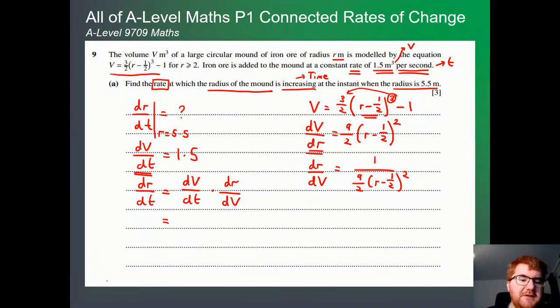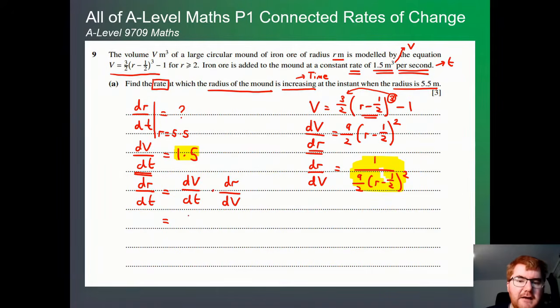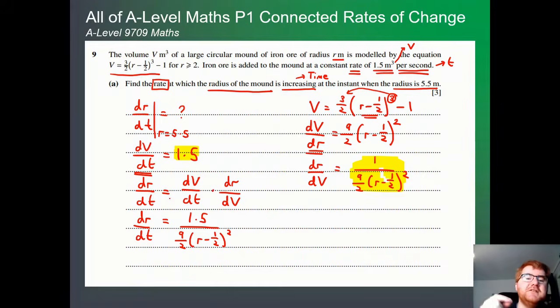So now I pop in my two derivatives. Let's get the highlighter. dv by dt is equal to this. dr by dv is equal to this fraction here. So if I multiply the two things together, I get 1.5 over 9 over 2, r minus a half all squared. So that's my derivative of what I'm looking for, the rate of change of the radius with respect to time. However, we want to work this out at 5.5.